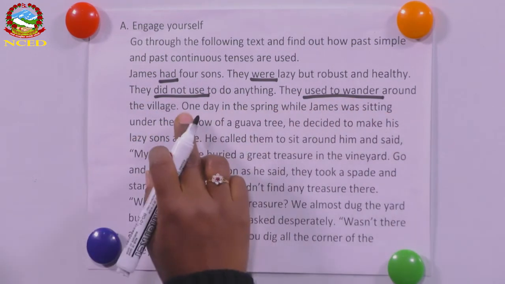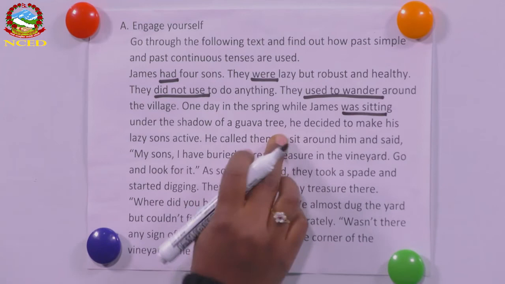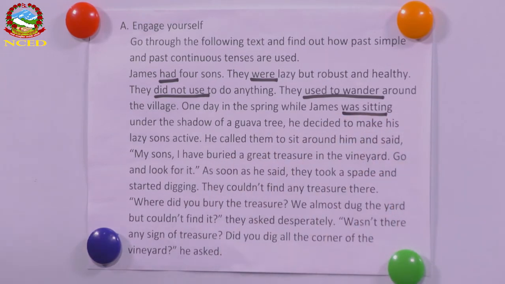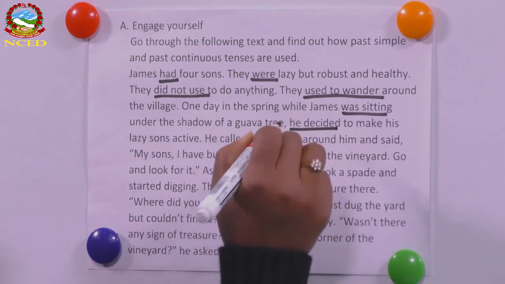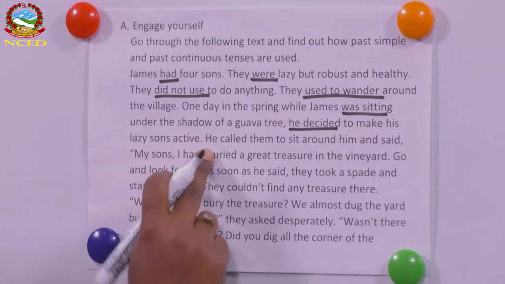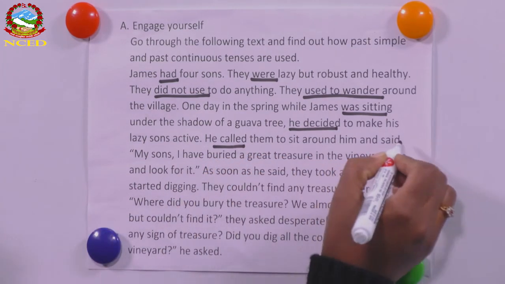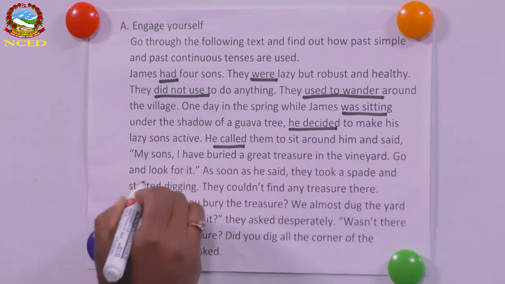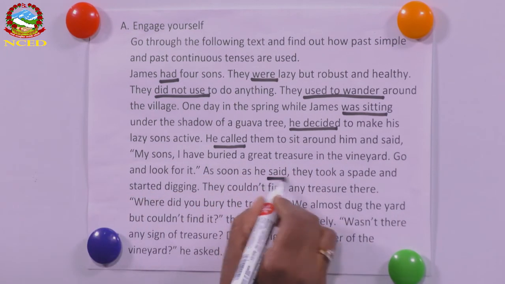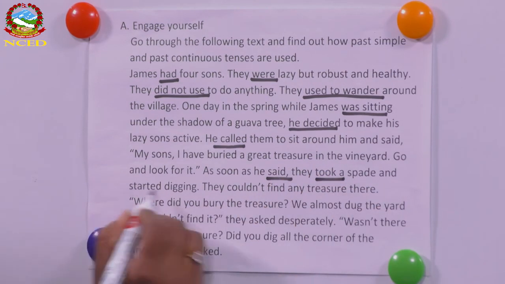And then one day in the spring, while James was sitting under the shadow of a guava tree. So "was sitting" is past continuous. It tries to show an action in progress. He decided, a completed action. He decided to make his lazy sons active. He called, this is also a completed action, right? He called them to sit around him and said, "My sons, I have buried a great treasure in the vineyard. Go and look for it." As soon as he said, also in the past, verb 2, they took action, a completed action, and started digging.